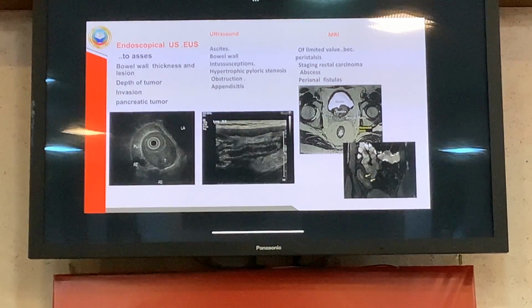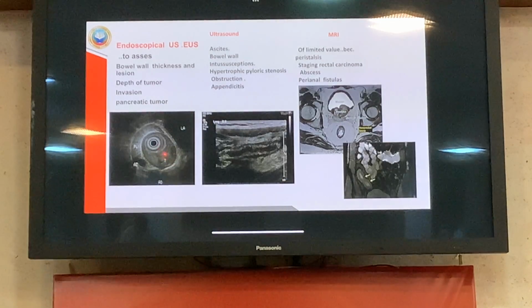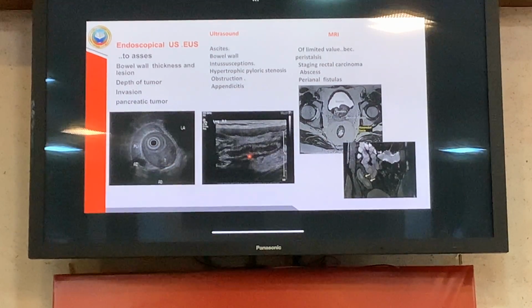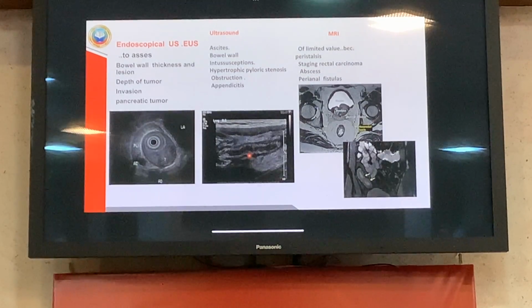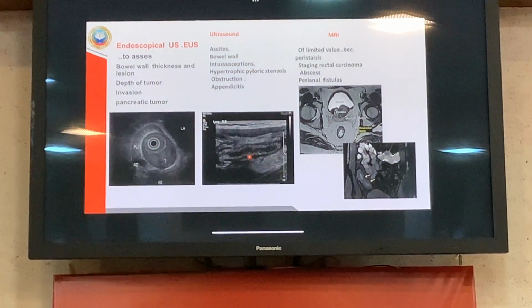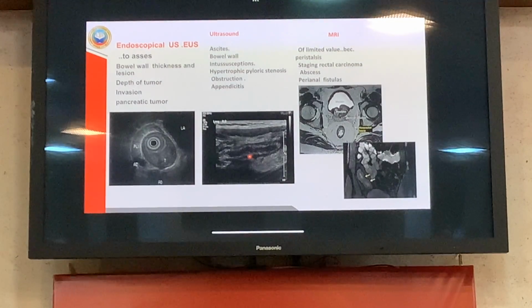Another imaging modality that can be used includes endoscopic ultrasound to assess bowel wall thickening and depth of tumor invasion. If we look at this picture, there is a mass in the bowel, and this is increased wall thickness. Ultrasound can also be used, most commonly in appendicitis. It can also be used in hypertrophic pyloric stenosis, intussusception, and so on.